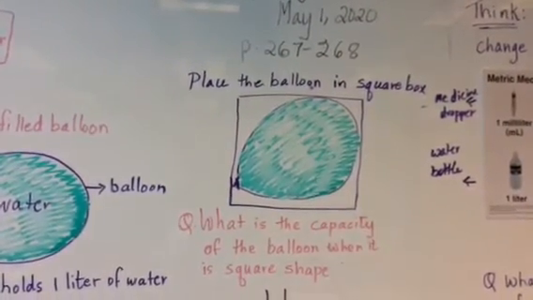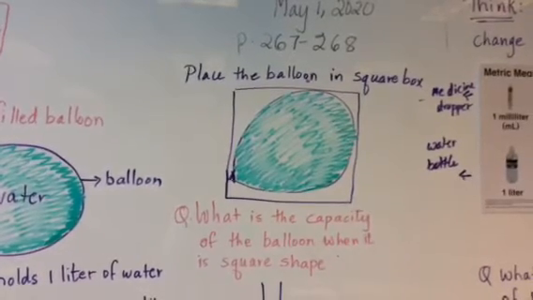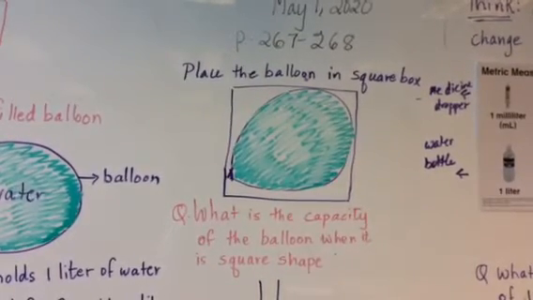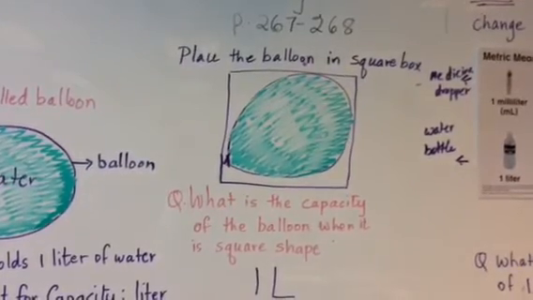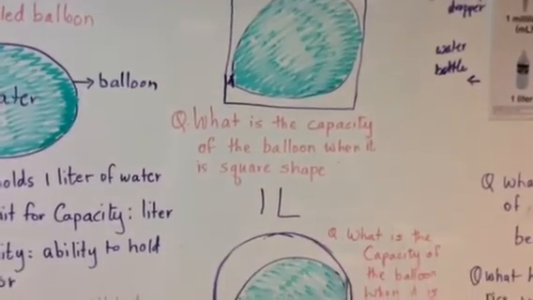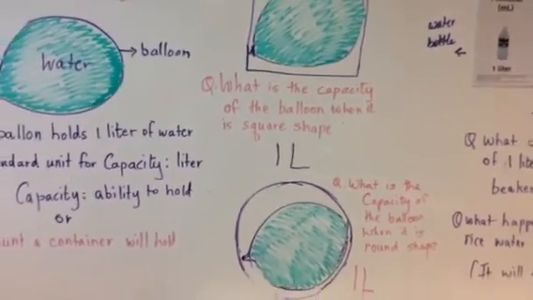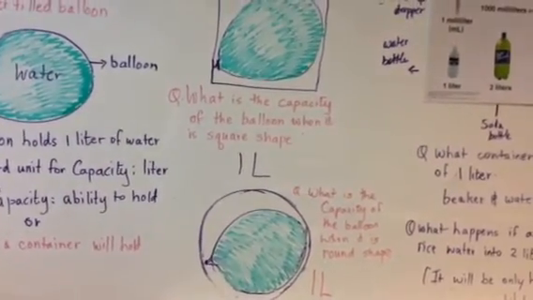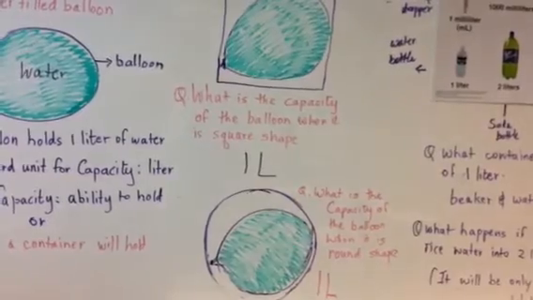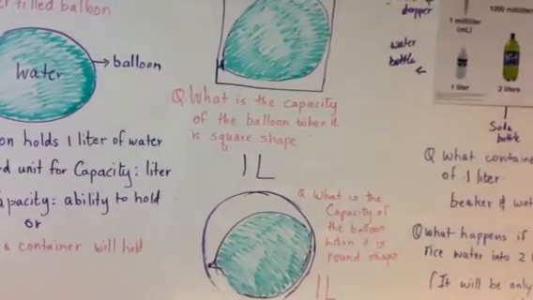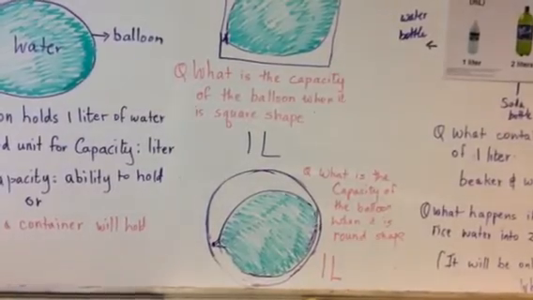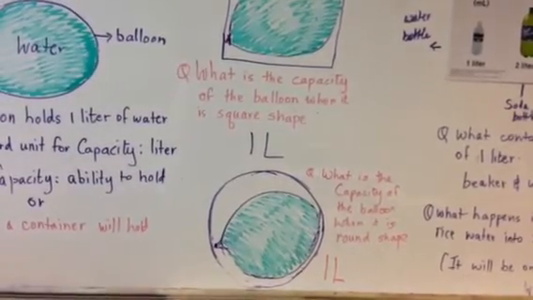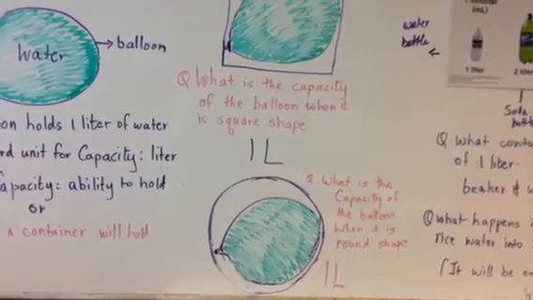what is the capacity of the balloon when it is in a square box? The capacity still will be 1 liter. It doesn't change because it's in the box. Now I put that balloon inside, what is the capacity of the balloon when it's in a round shape? Maybe I put it inside another balloon. How much will be the capacity of that water-filled balloon? It still will be 1 liter.